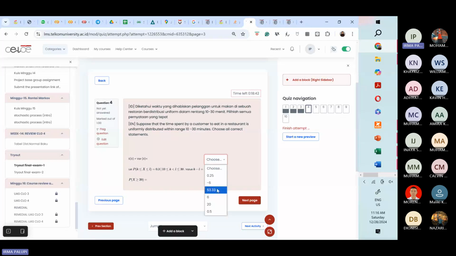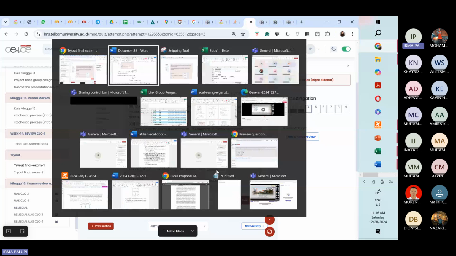This one is this one. This one is, I forgot. -6. This one is 0.